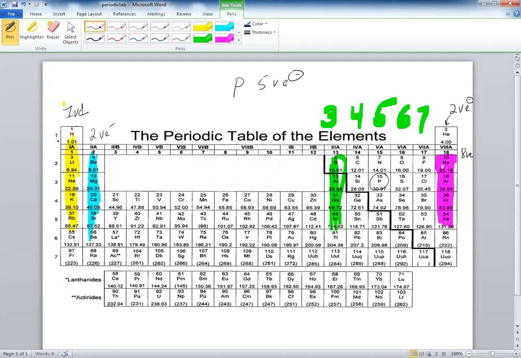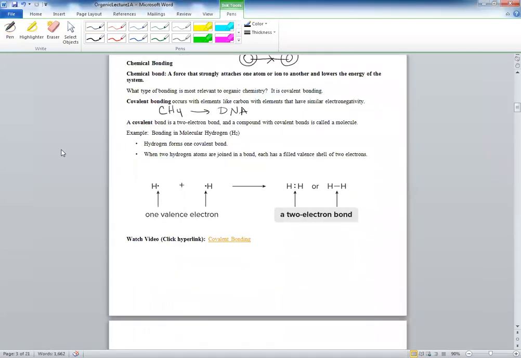Now let's go back to covalent bonding really, really quick. What is covalent bonding? There's a key word here that we need to add, right? It is a 2-electron bond. So you have 2 electrons. Here's 1. There's another one. But there's a key word that we have to say, right? These 2 electrons are shared between the 2 atoms.